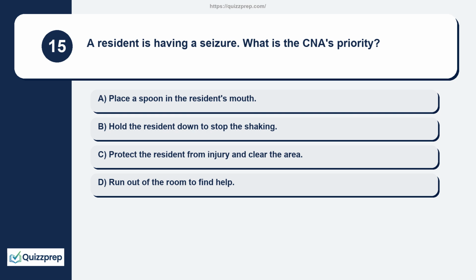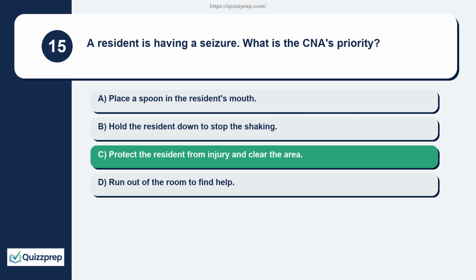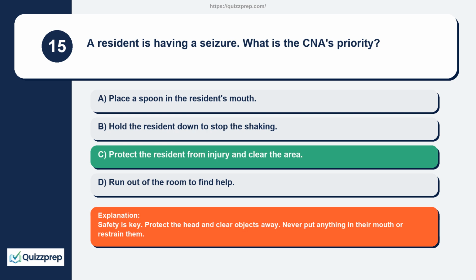Question 15. A resident is having a seizure. What is the CNA's priority? Place a spoon in the resident's mouth. Hold the resident down to stop the shaking. Protect the resident from injury and clear the area. Run out of the room to find help. Safety is key. Protect the head and clear objects away. Never put anything in their mouth or restrain them.